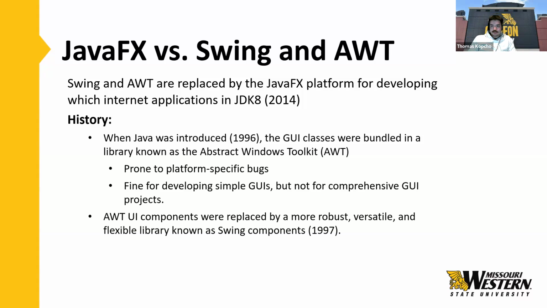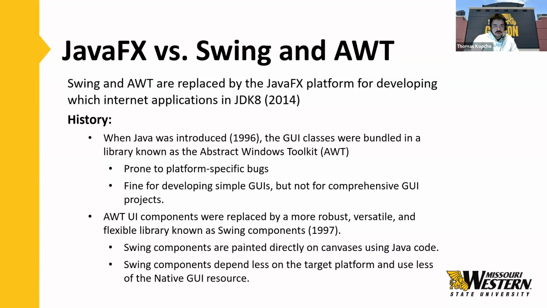Swing came about to address AWT's limitations. This came out in like 1997, so not too long after AWT. It provides a more robust set of components rendered via Java code, right, which are lightweight components. And it's a little less reliant on each platform's native GUI resources, which improves consistency across different operating systems. This became the standard library for building GUIs in Java for many, many years until JavaFX came in, in Java 8 in 2014.